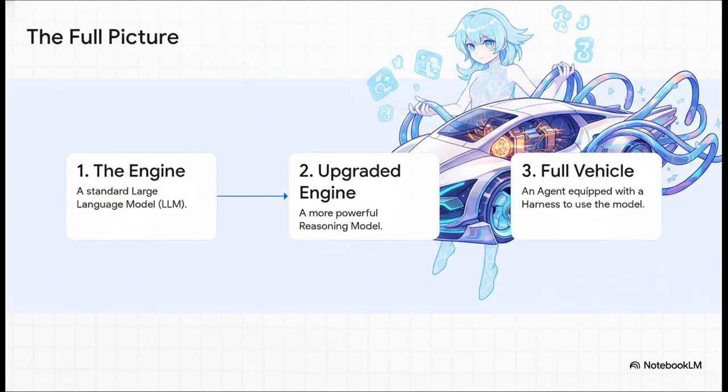And here's how it all stacks up. You start with that core engine, the standard LLM. You can upgrade it to a more powerful reasoning model. But to get a truly high-performance system, you have to put that engine inside the full vehicle, an agent that's equipped with this special harness. And that harness? That's what we're really here to talk about.